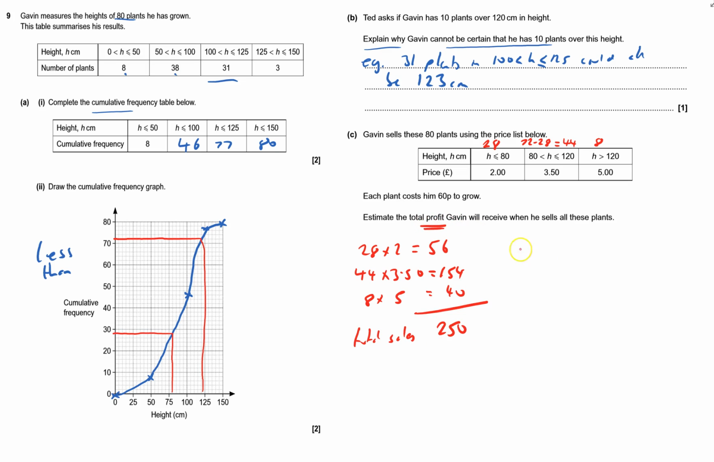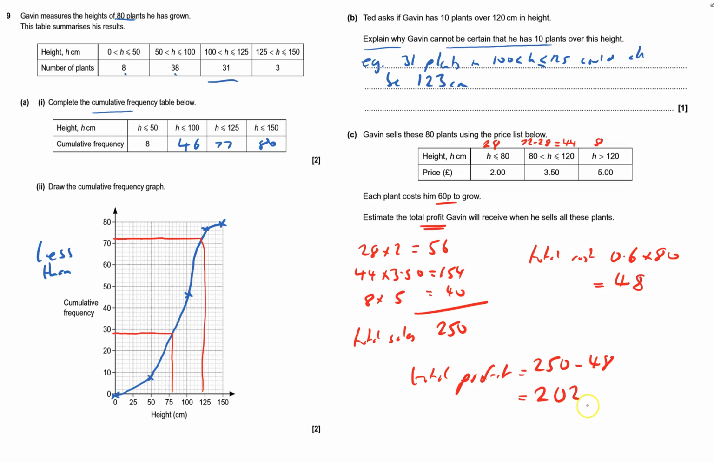I've got to work out the total profit. So total cost, it's 60 pence, so that'd be 0.6 times by how many plants there were together, which is 80, and that equals £48, and therefore total profit equals 250 minus 48, which equals £202.